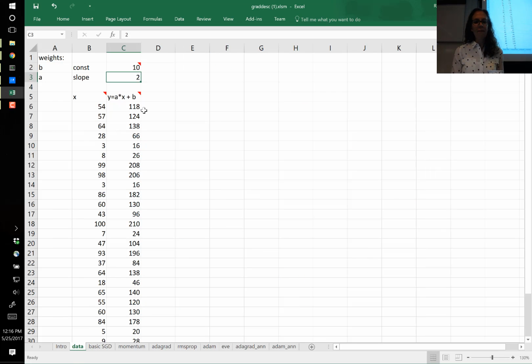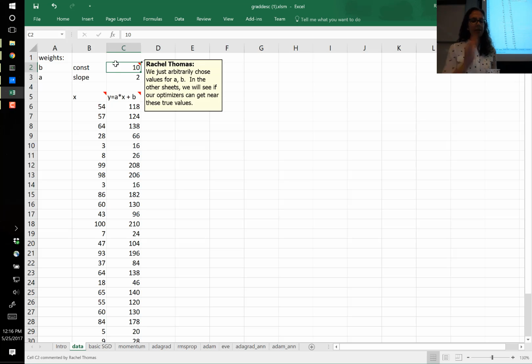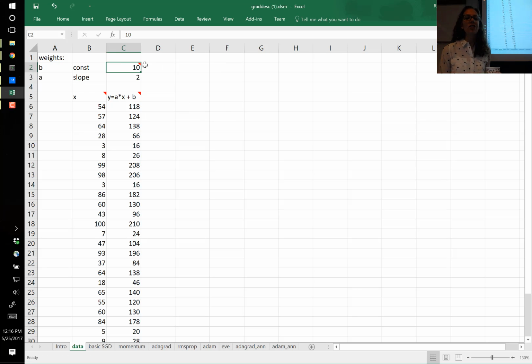And this one will start in a very similar way. This Excel spreadsheet is also available in the GitHub repository, and there are tools like OpenOffice that let you look at the spreadsheet without having Excel. So we've just chosen an A and B to generate our data from. This is helpful because it lets us see how good our answer is. But this is the part where you would typically have a real data set.